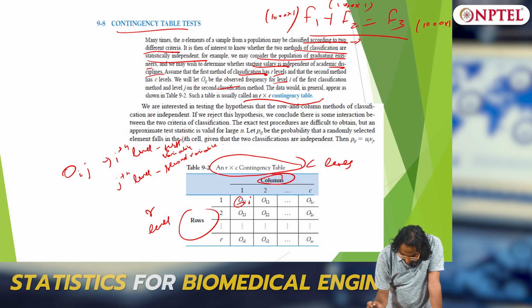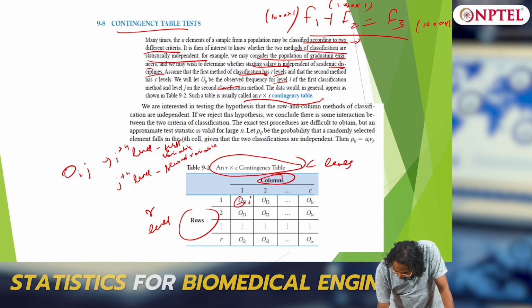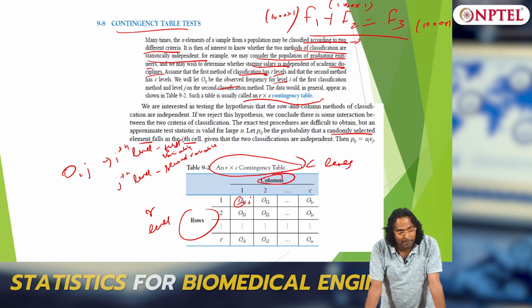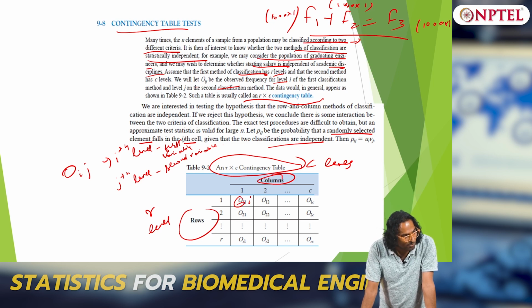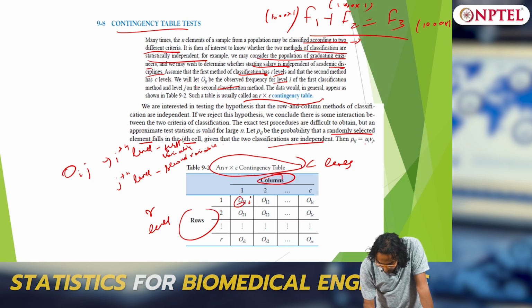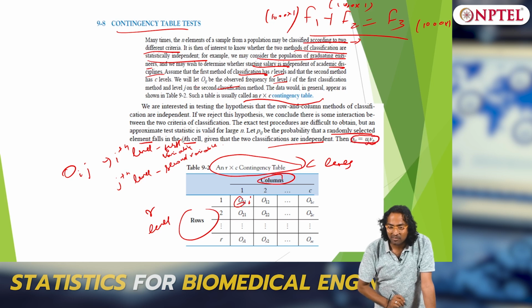These are some definitions I am going to use. Let Pij be the probability that a randomly selected element falls in the ijth cell. Given the two classes are independent, what should Pij be? P of i into P of j, that is row probability into column probability. I have written it as ui into vj instead of Pi into Pj.